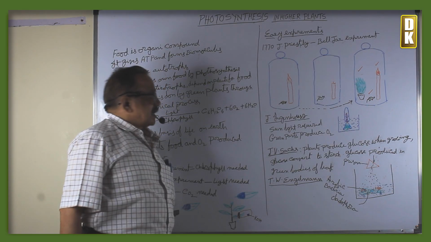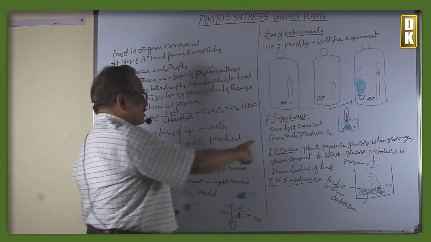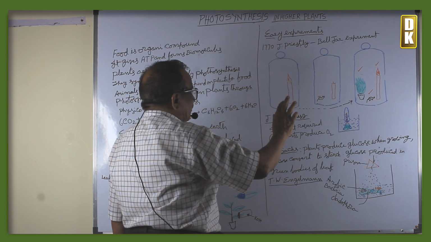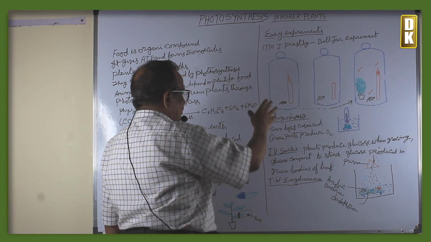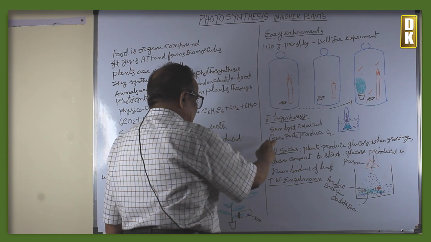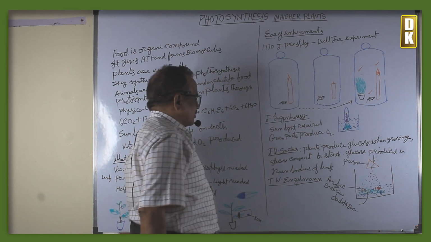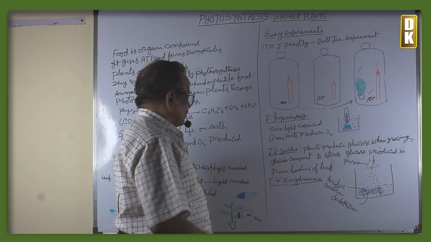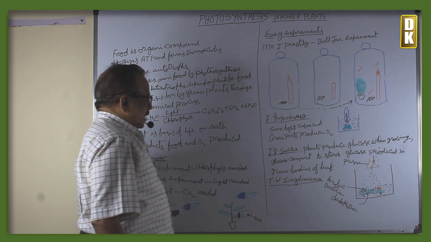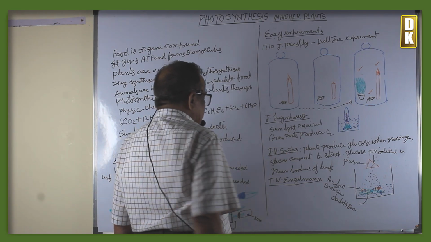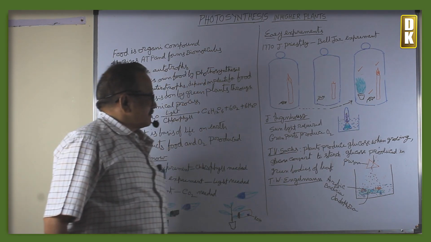Now one more experiment, and these 2 experiments are important for the production. Something is restoring, and that restoring thing is oxygen. Up to there, up to 1774. Now 1831, Jan Ingenhousz, he is a physiologist.